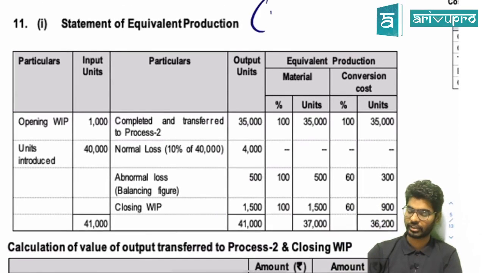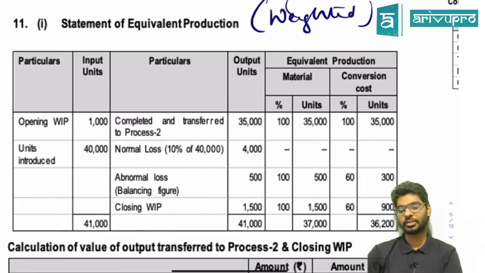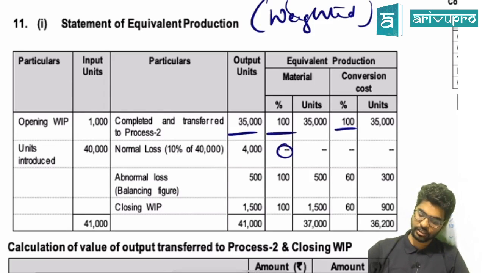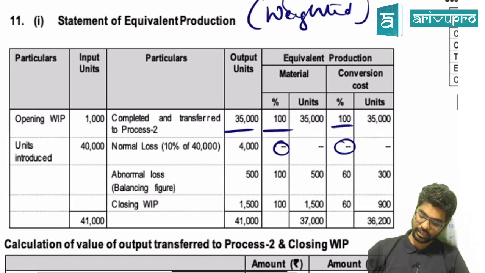Now see the statement of equivalent production. Since they have not given anything, I'll be following the weighted average method. What's the difference between FIFO and weighted average? Under a weighted average, I don't consider anything. I take the 100% of it. So 35,000, 100%. Normal loss 0, 0. Abnormal loss again.